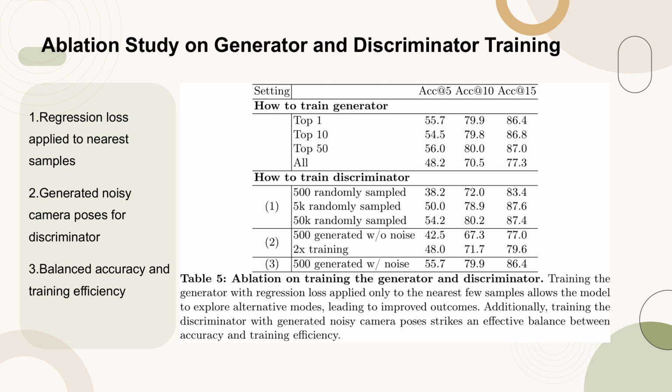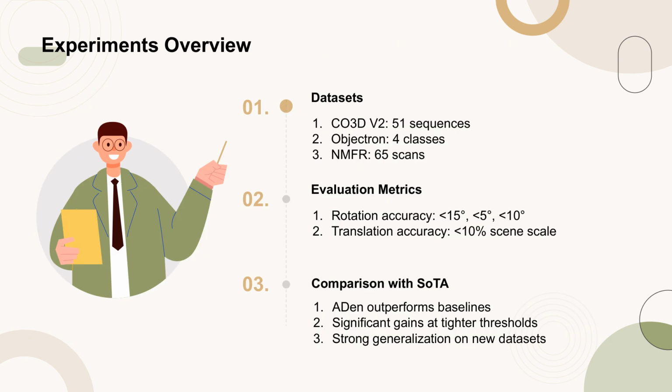In this section, we discuss the experimental setup and results. We used the CO3Dv2 dataset, which includes 51 object-centric categories, for training and testing ADen. Additionally, we evaluated ADen on the Objectron and Niantic map-free relocalization datasets in a zero-shot setting. For evaluation, we focused on rotation accuracy, measuring errors less than 15 degrees, 5 degrees, and 10 degrees, and translation accuracy within 10% of the scene scale.